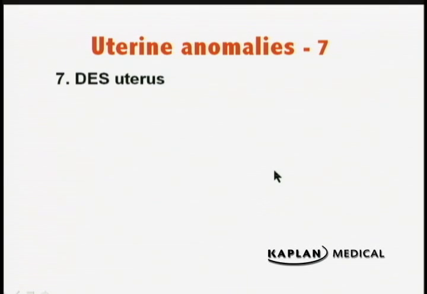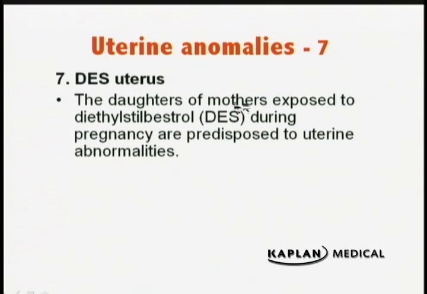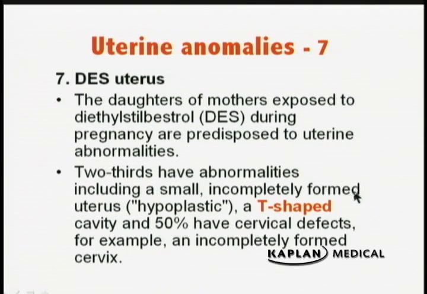And the final one is a separate category for diethylstilbestrol uterus. This is when the female fetus was in utero when the mother ingested diethylstilbestrol. This was used to prevent miscarriages. This was common about 30 years ago. The daughters of mothers exposed to diethylstilbestrol during the pregnancy are predisposed to uterine anomalies, and the main thing to remember is a T-shaped cavity.